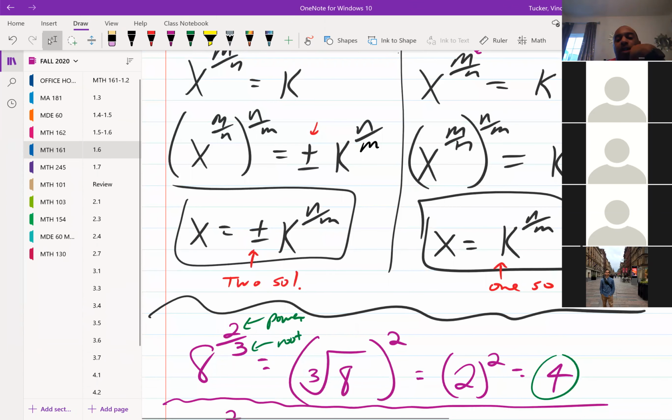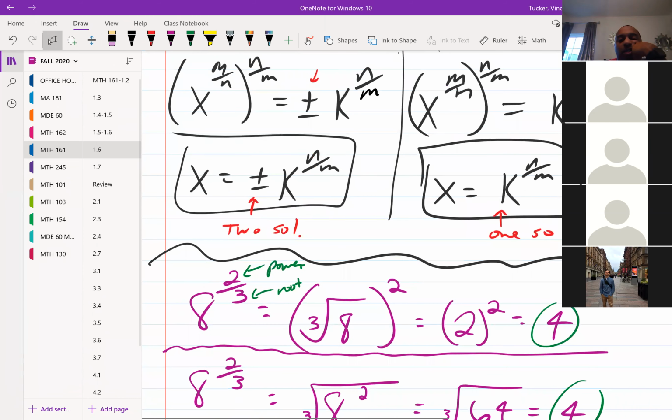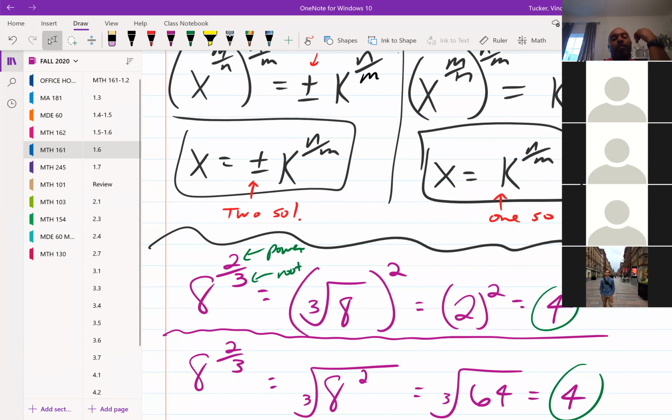So just to re-emphasize the relationship of having a fraction as an exponent, always remember that the top number is your power, the bottom number is your root once you apply it. It doesn't matter which order you do it in though, just remember that the bottom number is going to be your root, the index of your radical, and the top number will be your power.